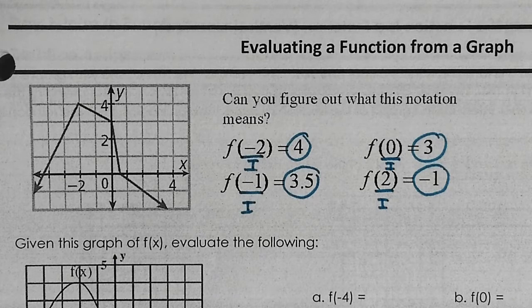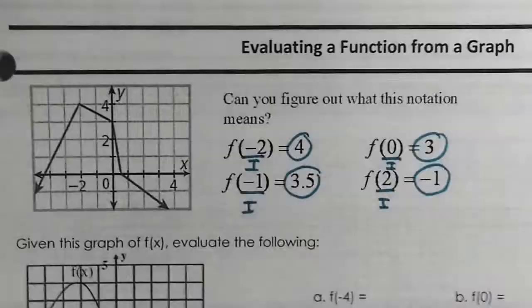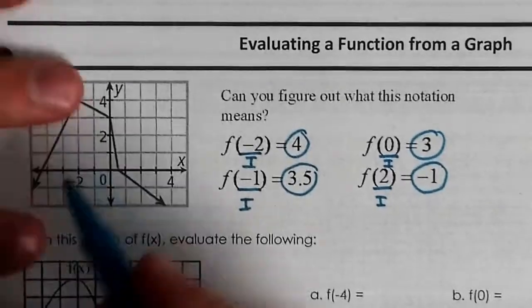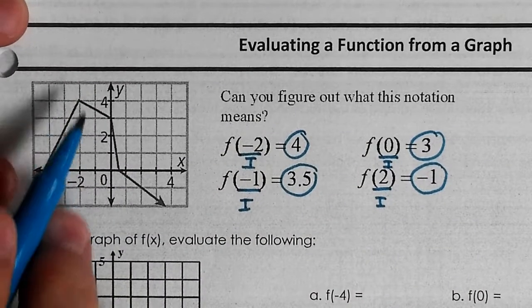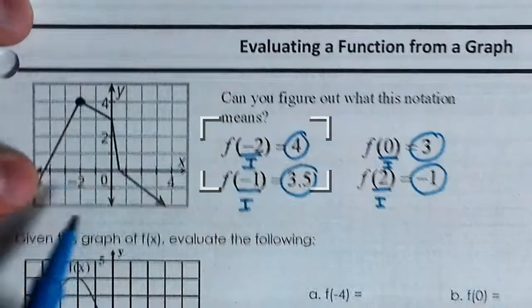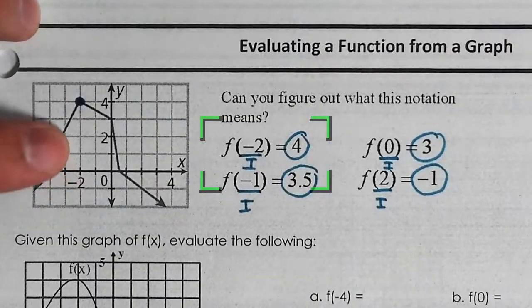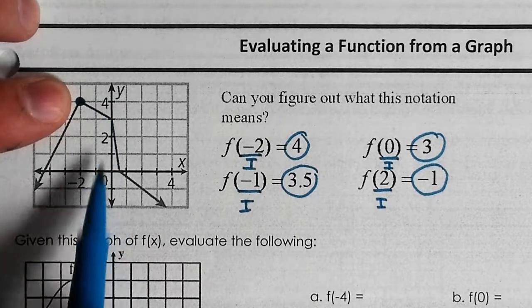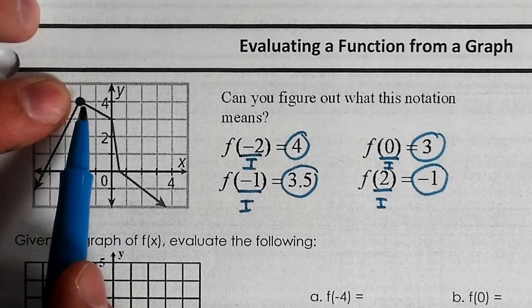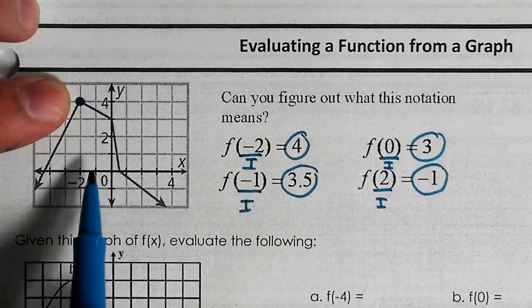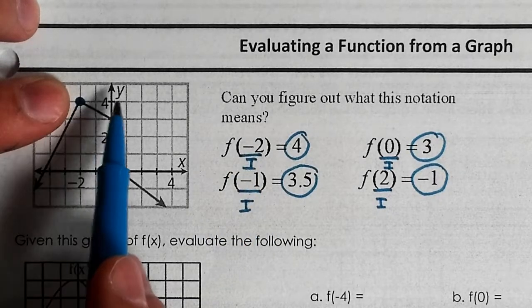Can y'all see that? All right, guys. I want to make sure we can see that. Okay. So at -2, my graph is up here at that point right there. Notice at -2, it's all the way up there. So what is my y value here? What is my y value? It is 4. You see that? That's why f of -2 equals 4.